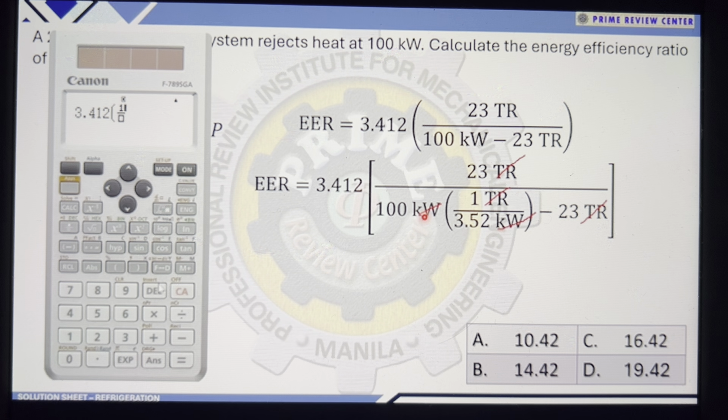So always remember na when we are dealing with refrigeration system, yung QR natin, yun na yung pinakamalaki out of dun sa tatlo, which is yung work net tsaka yung QA. So it's always yung work is QR minus QA, which is very different, di ba, pag engine, which is QA minus QR kapag engine. So baliktad siya kapag refrigeration. In any case, yung makukuha nating EER is 14.51, and basically ito yung answer natin, yung letter B.